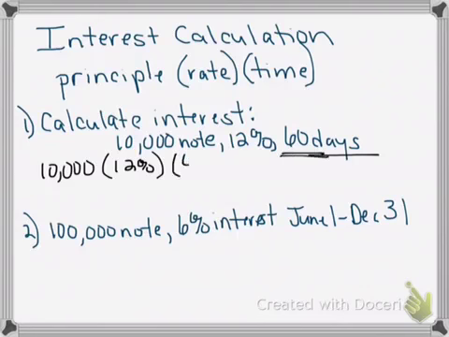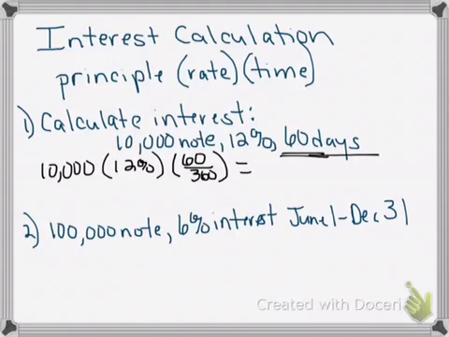So we would take the 60, divide that by 360, and this would give us our amount for 60 days. Remember, when we're dealing with days, we use 360 days. All right, so not 365, not 366.